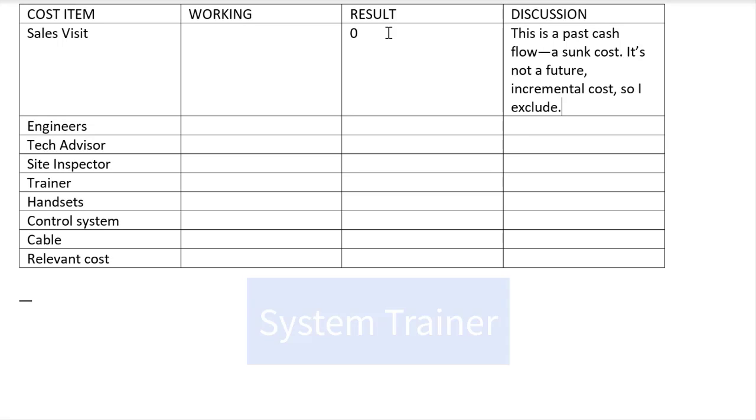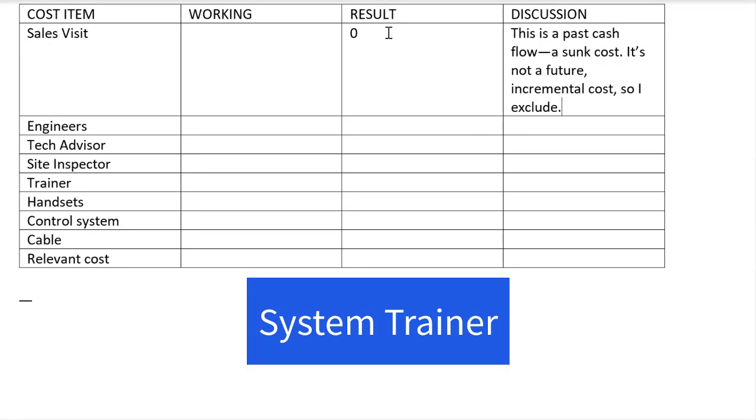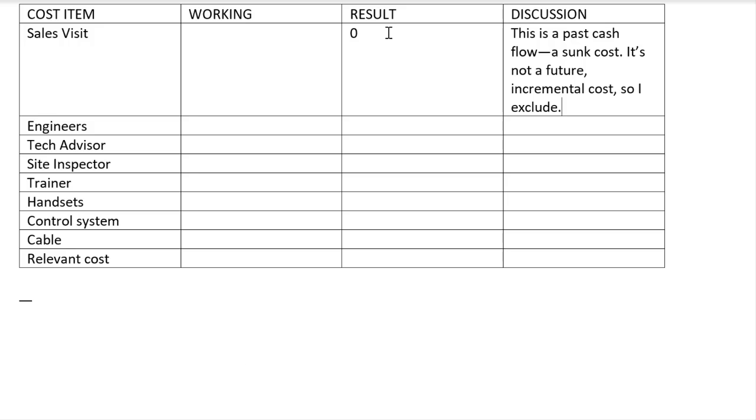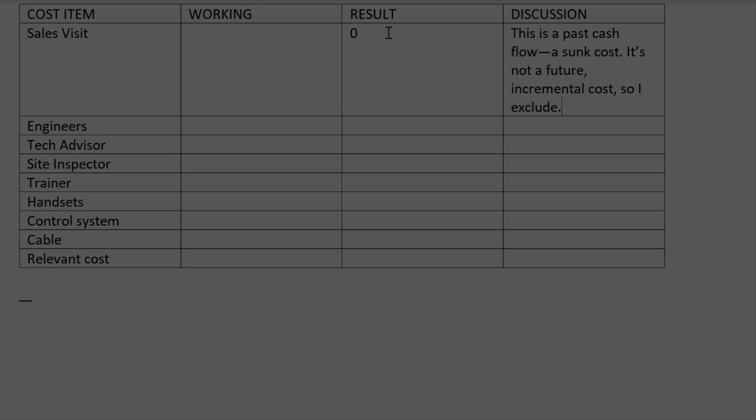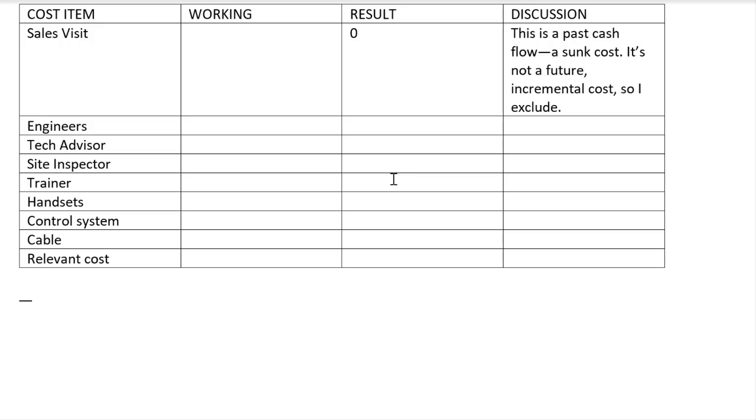Now, let's look at the trainer, everyone. Pause the video, check out the trainer, and then when you have the relevant cost, come back and let's compare our work. So there are 2 components of cost in the trainer, his salary and his commission. And only the commission is a relevant cost. So let's put that into our costing. And let's make sure we tell the marketing team our thought process.